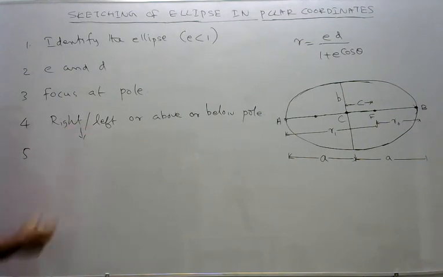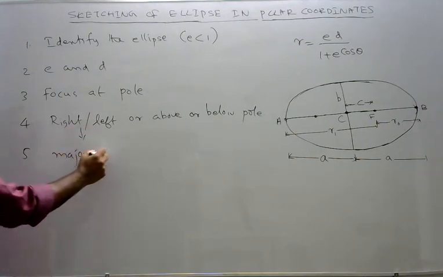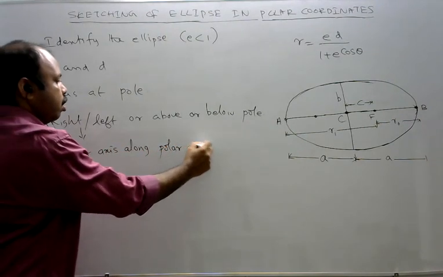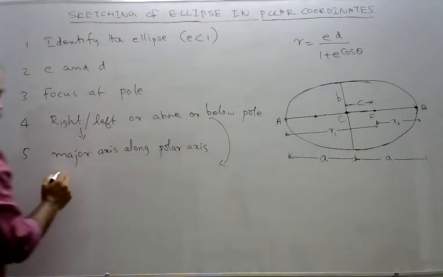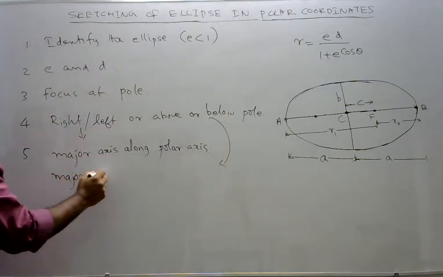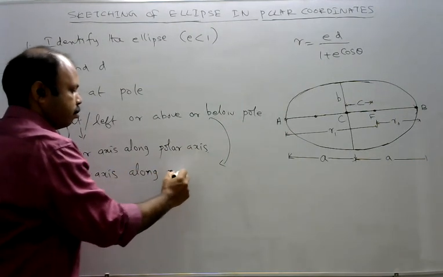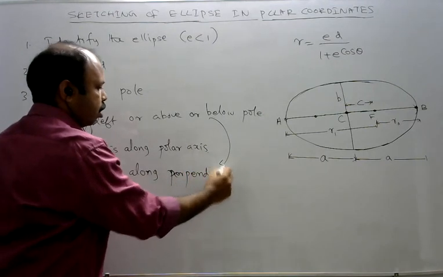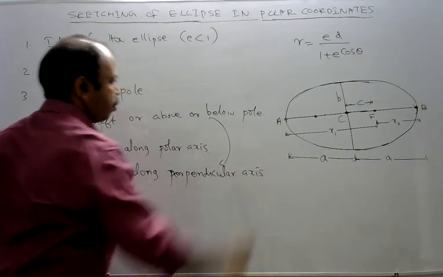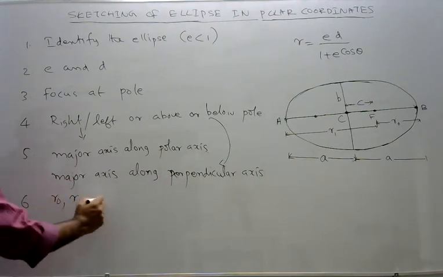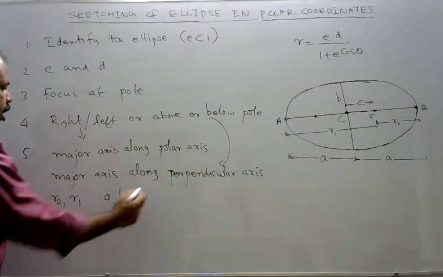In these two cases, the major axis is along the polar axis. But in these two cases, the major axis is along the perpendicular axis. Then determine the quantities: determine R0, R1, and using them find A, B, and C.